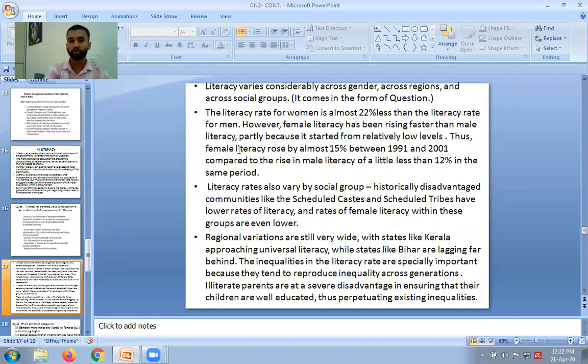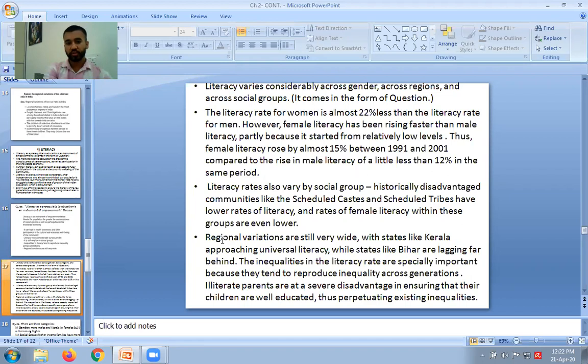Now we're going to talk about literacy related to social groups. Literacy rates also vary by social groups. Historically, disadvantaged communities like SC and STs have lower rates of literacy, and rates of female literacy within these groups are even lower. So earlier, in our early societies, there used to be a lot of discrimination in our society. People were deprived of getting education, especially the lower caste group of people. But now the situation is becoming very good. Everyone is getting a lot of knowledge. So now there is no such discrimination going on in our society.